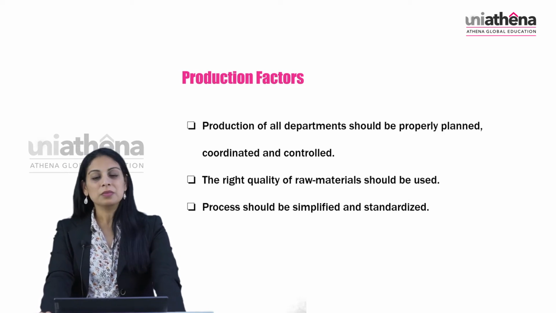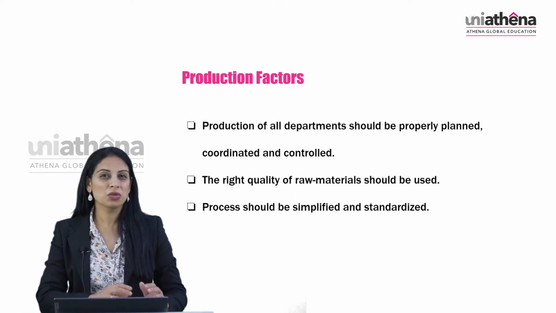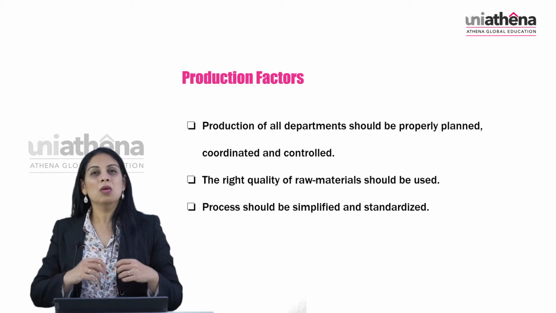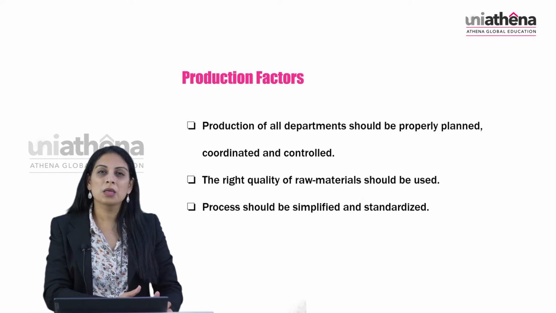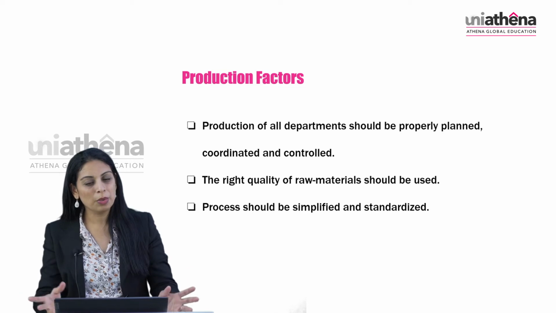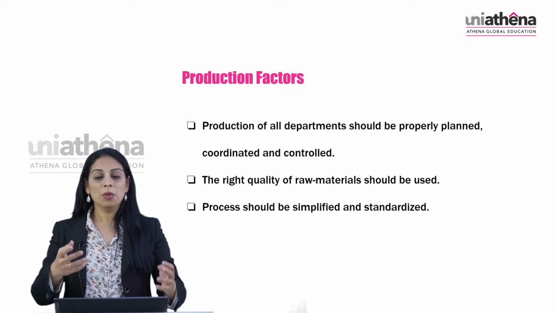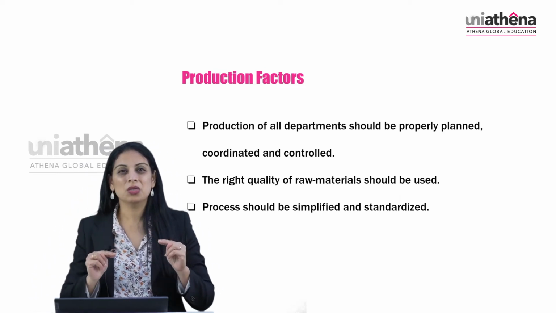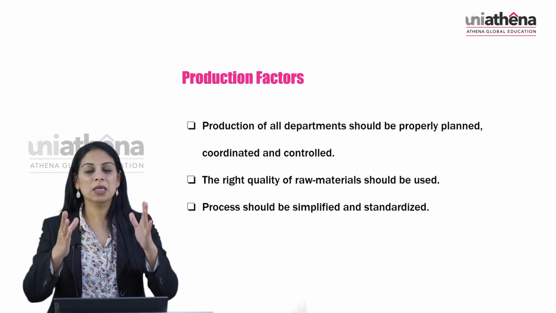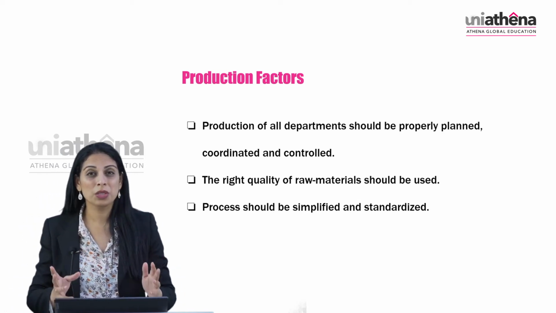Production factors. The production in all the departments. Of course, when you're looking at a manufacturing facility, you're talking of different verticals, different departments that handle different tasks or processes. All these departments need to be coordinated, properly planned, and controlled by people. The right quality of raw materials needs to be used, and the process should be standardized so that in case new employees come in, there is a standard procedure that everybody follows. It has to follow SOPs, the standard operating procedures.